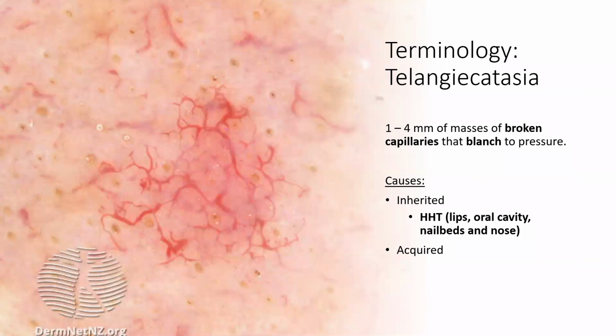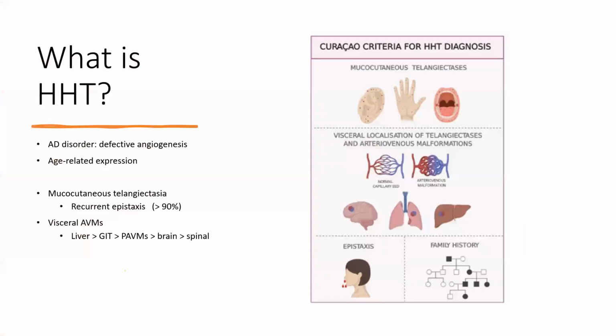So again, terminology, telangiectasia are blanchable lesions, and they are actually masses of broken capillaries. They can be caused by several acquired problems as well as the inherited HHT. And in these patients, we characteristically see them on the lips, in the oral cavity, in the nail beds, and in the nose. So I've got 1 or 2 slides on HHT just to remind you.